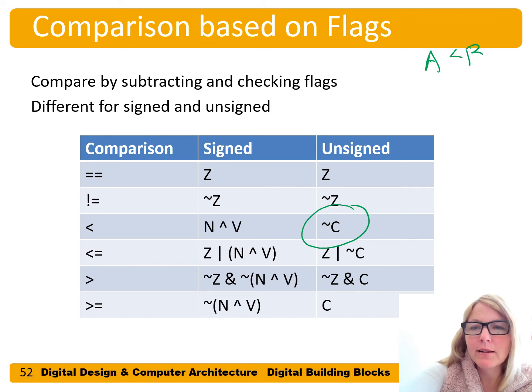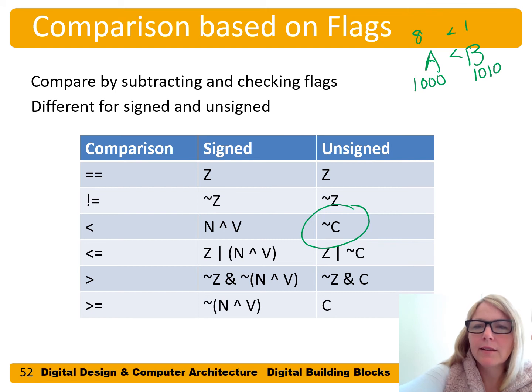Now we're interpreting these numbers as unsigned numbers. So let's say A is 8 or something. So A is 8 and B is, let's make B 10. So 8, is it less than 10? Yes, it is. So we expect to have no carry out of that most significant bit so that we get a 1 to say, yep, A is less than B.